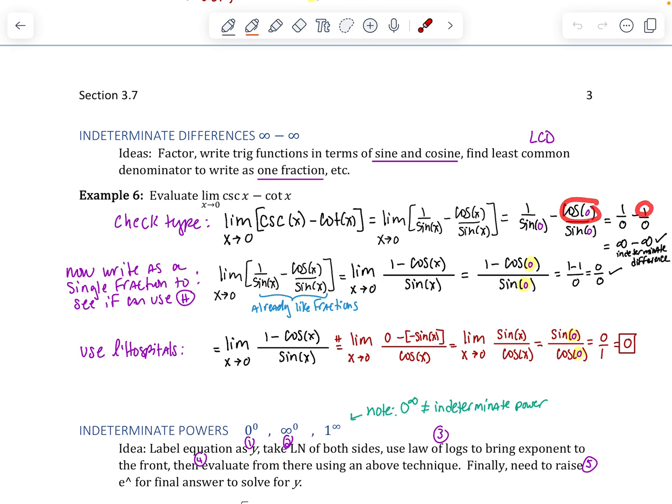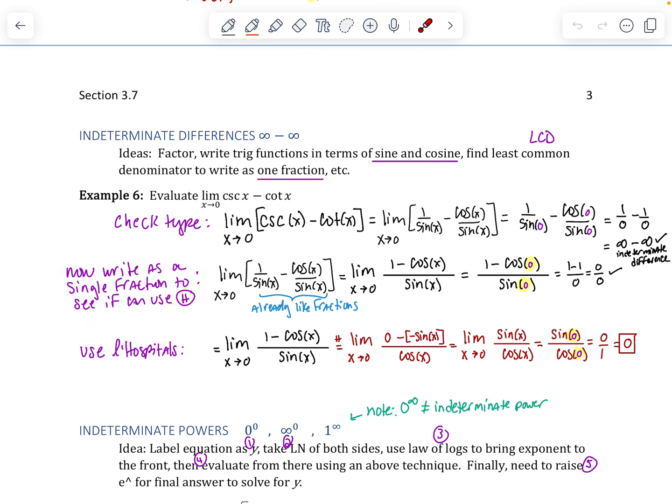Cosine of 0 is 1. Sine of 0, just like it was a moment ago, is 0. So even though this would feel like it subtracts to 0, don't forget these terms are actually closer to infinity. And infinity minus infinity may feel like it subtracts to 0, but this is of indeterminate form. So I'm qualified to rewrite it to get to use L'Hopital's.